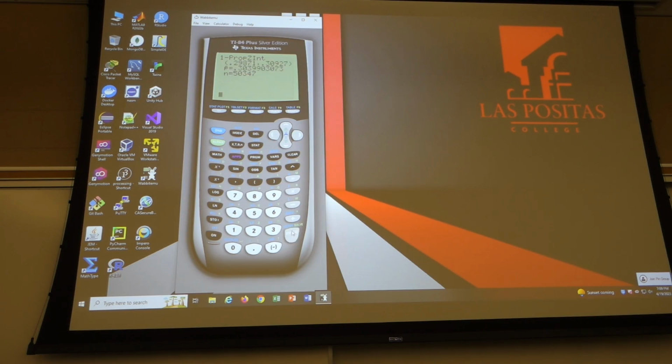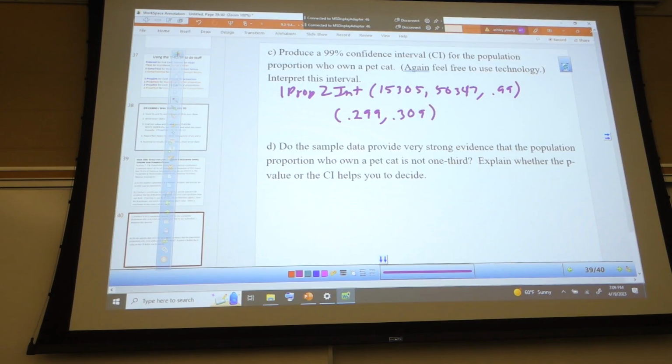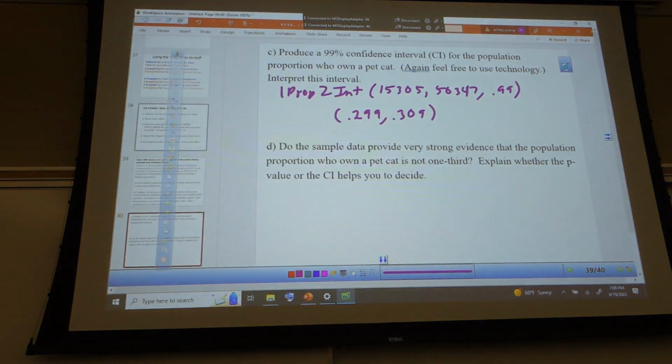And this says that it's between 0.299, so basically 30%, to 0.309, so basically 30 to 31%. Does that make sense to folks? All right, so really, the proportion of households with pet cats is really 30 to 31%.